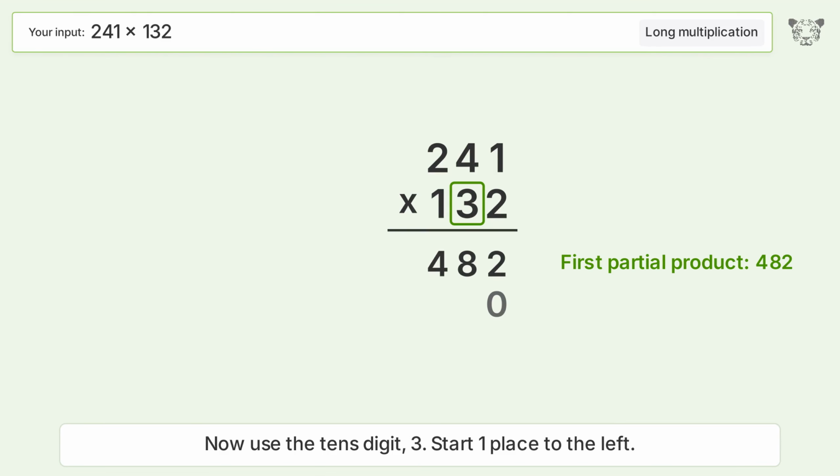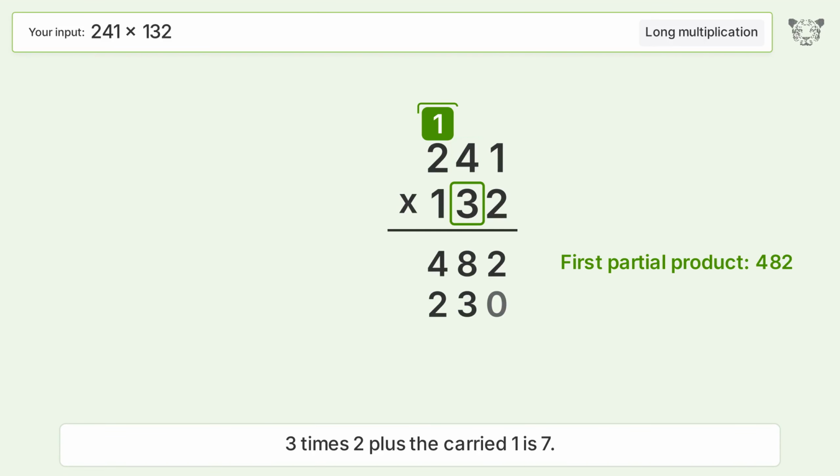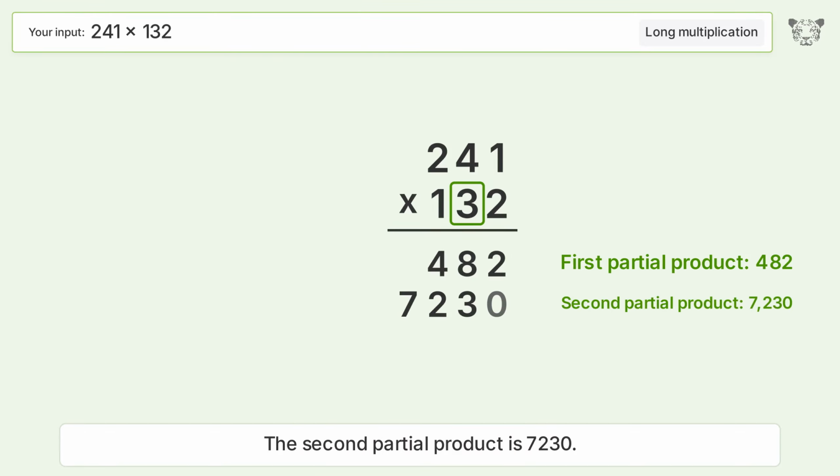Now use the tens digit, 3. Start one place to the left. 3 times 1 is 3. 3 times 4 is 12. Put 2 in this column and carry 1. 3 times 2 plus the carried 1 is 7. The second partial product is 7,230.